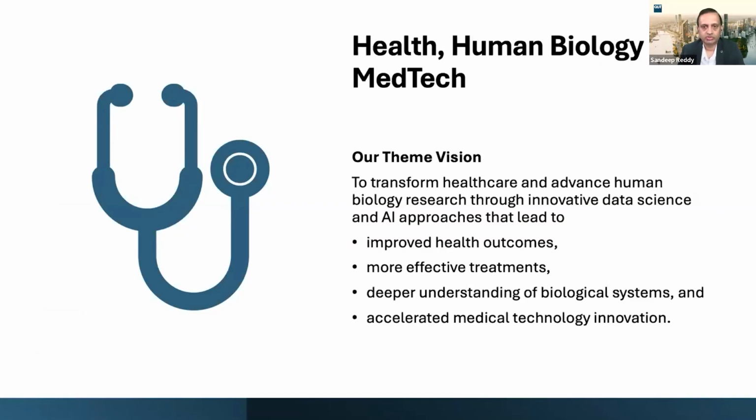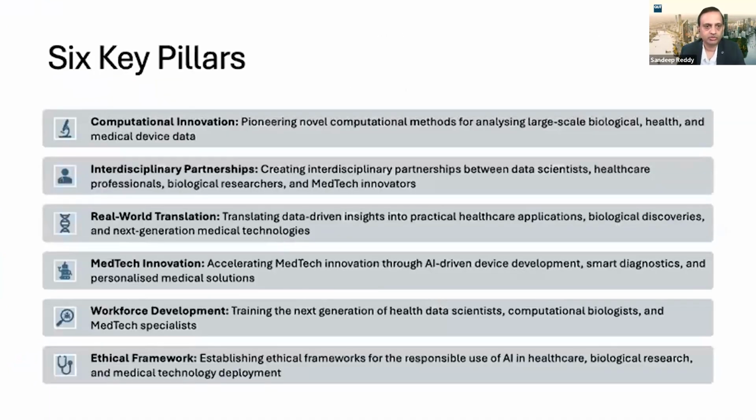And our team's vision is to transform healthcare and advance human biology research through innovative data science and AI approaches that lead to improved health outcomes, more effective treatments, deeper understanding of biological systems, and accelerated medical technology innovation. However, it's not just enough to have a vision, we need an implementation path. So underpinning the vision are 6 key pillars.